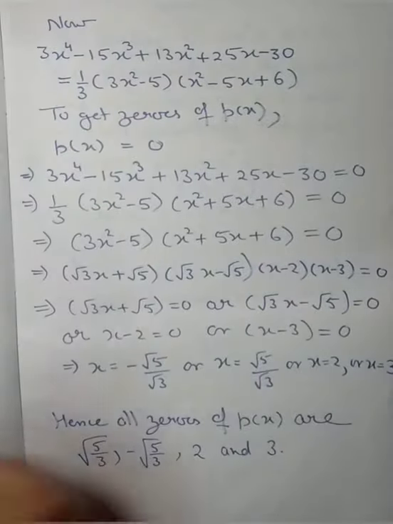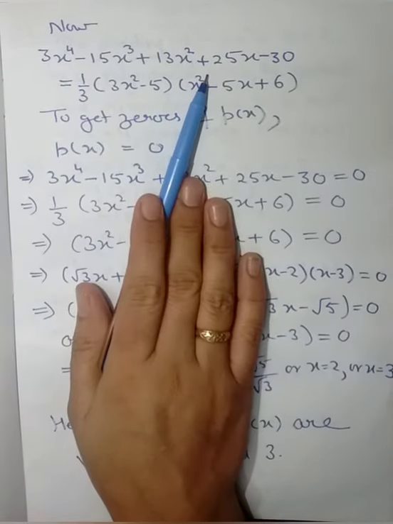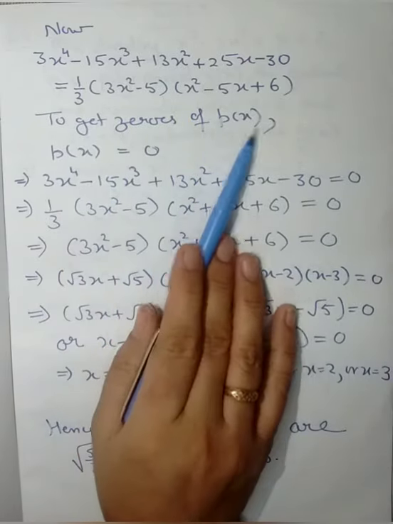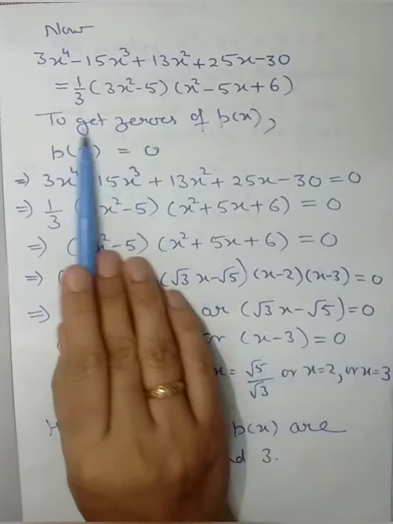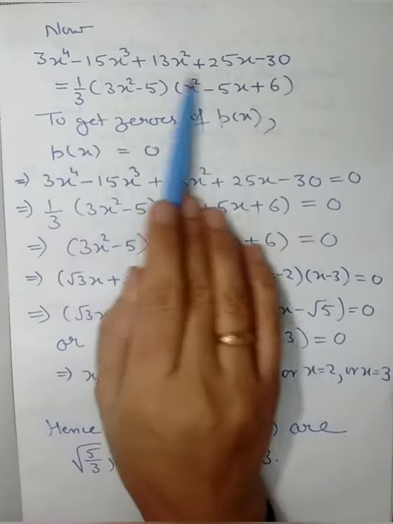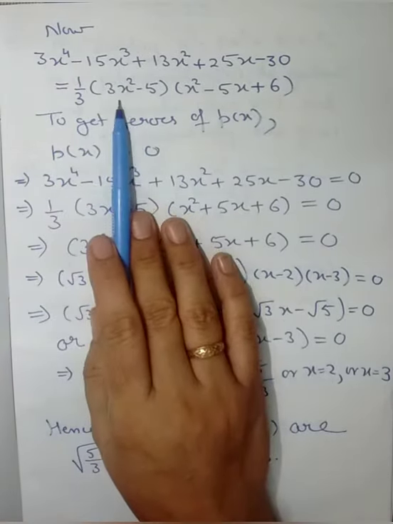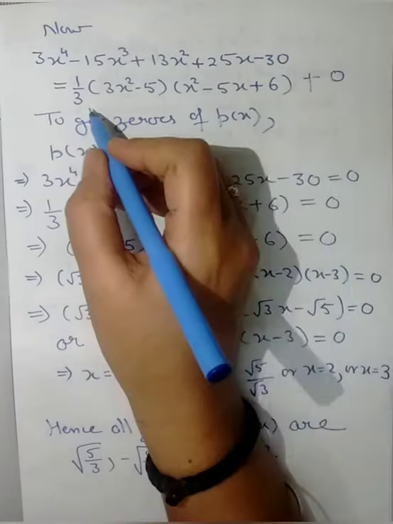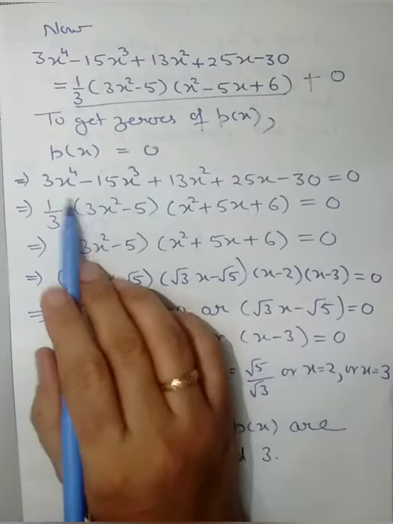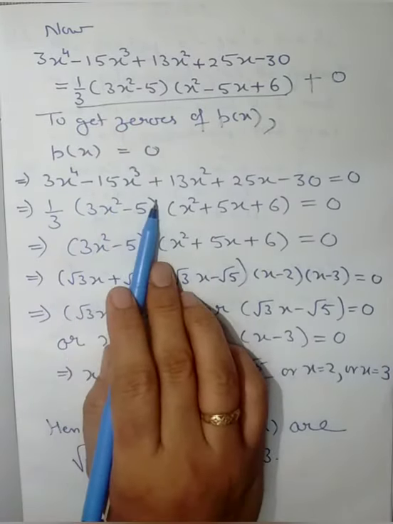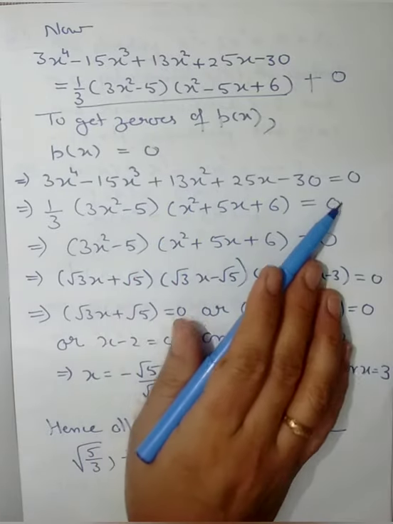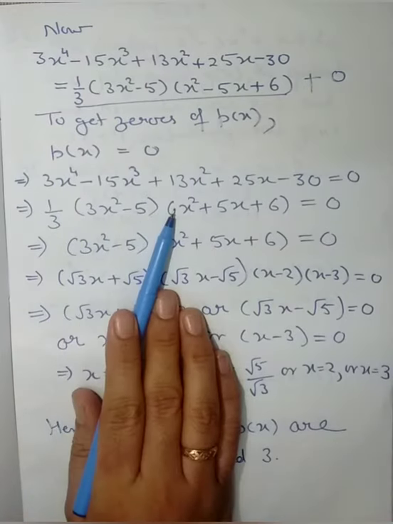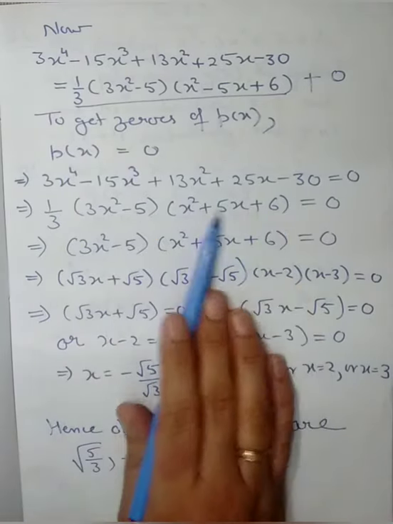Now as we have to obtain all the zeros, we know that to get the zeros of a polynomial, p(x) should be equal to 0, and p(x) can be written as dividend is equal to divisor into quotient plus remainder. So we get this. Now 3x to the power 4 minus 15x cube plus 13x square plus 25x minus 30 is equal to 0. This is the dividend. We have written dividend is equal to divisor into quotient plus remainder. Remainder is 0 here.